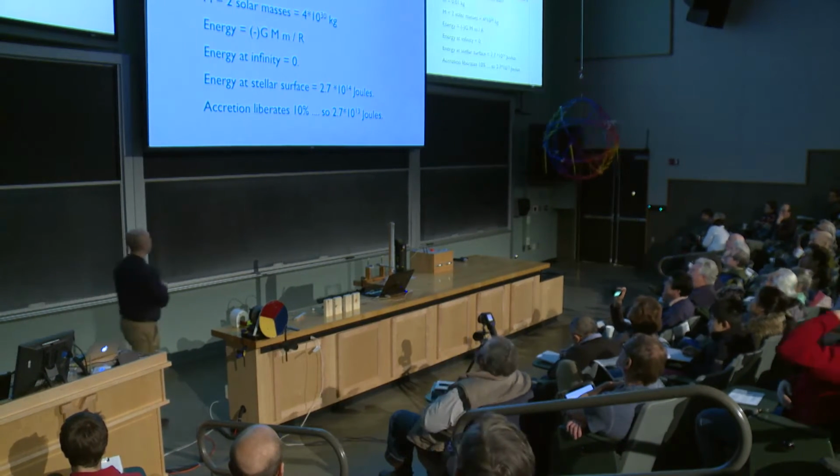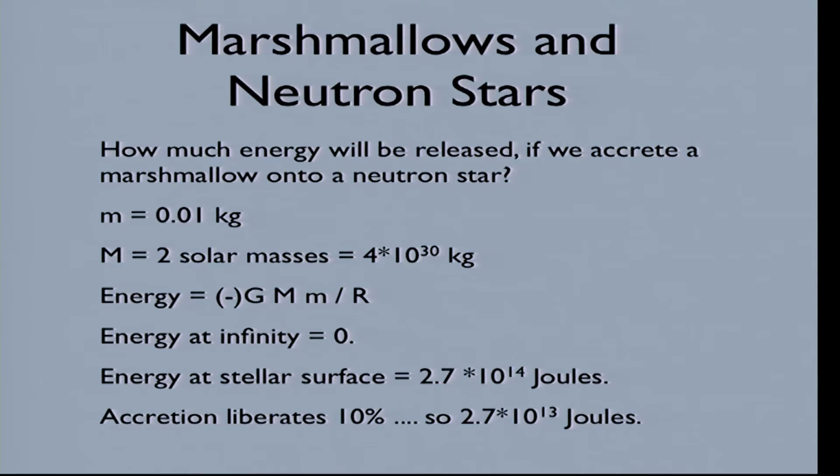So let's imagine we have a neutron star. We won't put it too close to Ann Arbor. And let's say this little piece of chalk is actually a marshmallow. The mass of the marshmallow might be 10 grams or 0.01 kilograms. Let's say we've got a nice, healthy neutron star that's about twice the mass of our sun.